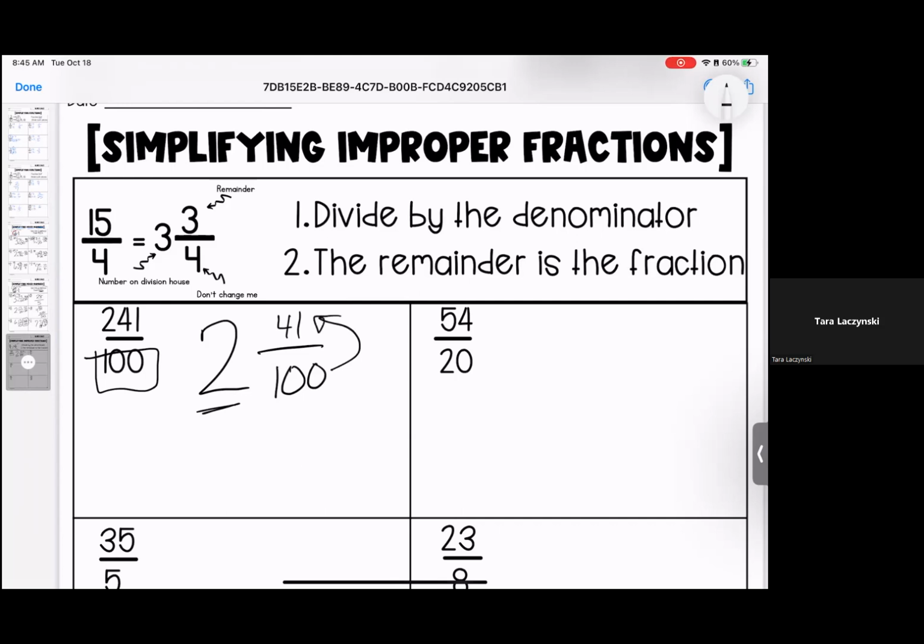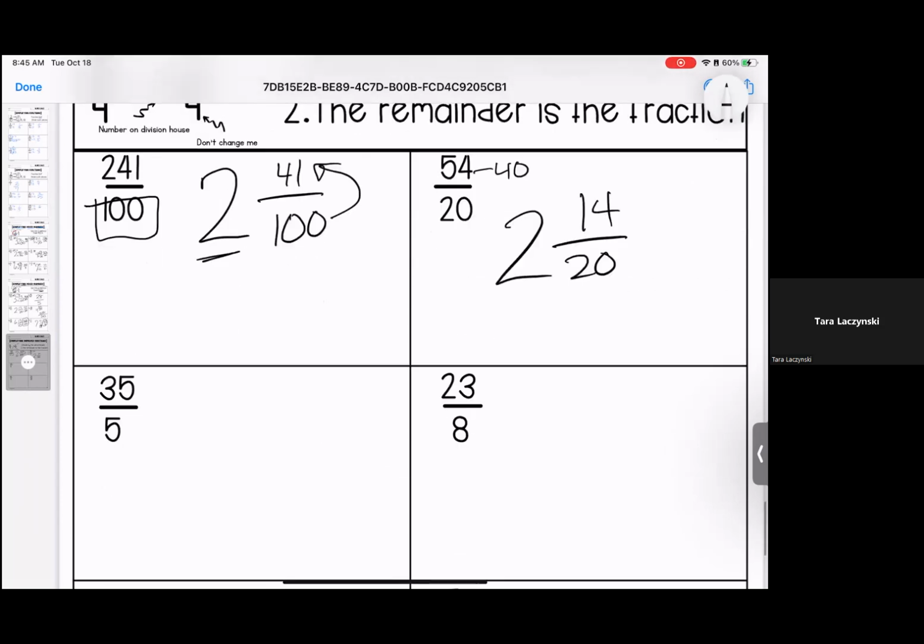Over here, if I skip count by 20s, 20, 40, I can pull out 2. I know my denominator stays the same. If I take out the 40, I'm left with 14. 2 and 14 over 20.